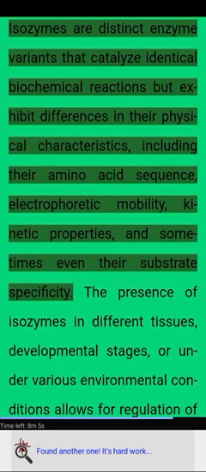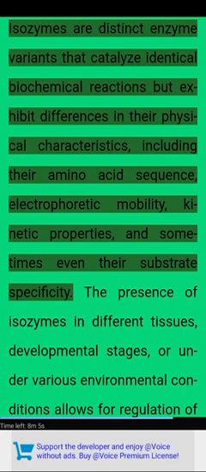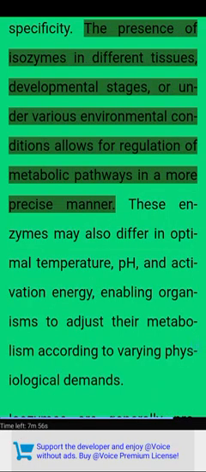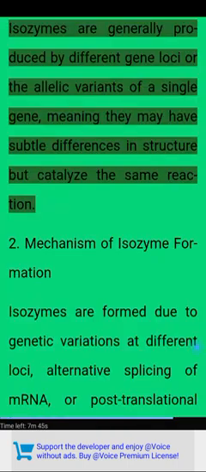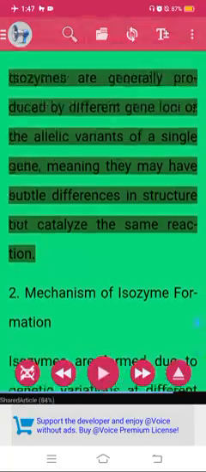Isozymes are distinct enzyme variants that catalyze identical biochemical reactions but exhibit differences in their physical characteristics, including their amino acid sequence, electrophoretic mobility, kinetic properties, and sometimes even their substrate specificity. The presence of isozymes in different tissues, developmental stages, or under various environmental conditions allows for regulation of metabolic pathways in a more precise manner. These enzymes may also differ in optimal temperature, pH, and activation energy, enabling organisms to adjust their metabolism according to varying physiological demands. Isozymes are generally produced by different gene loci or allelic variants of a single gene, meaning they may have subtle differences in structure.